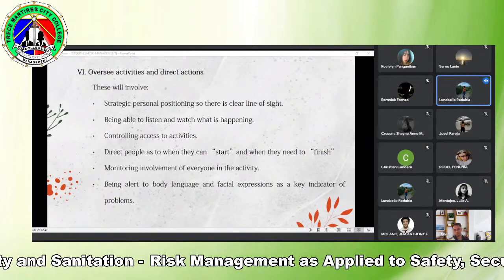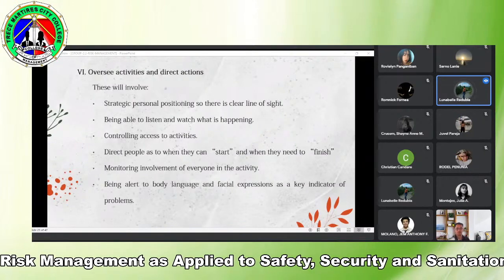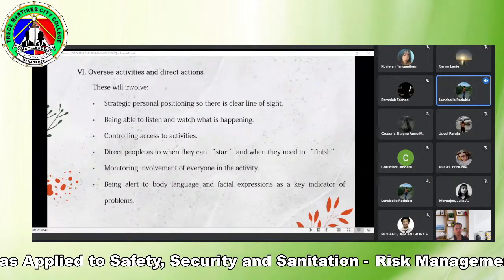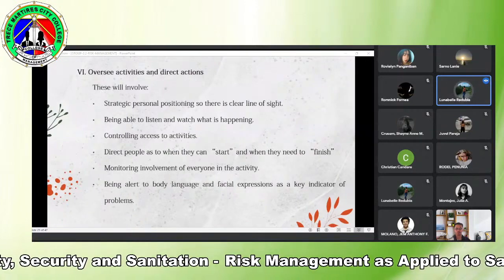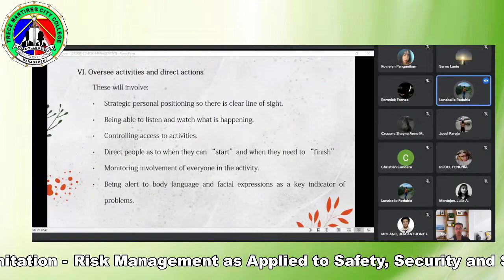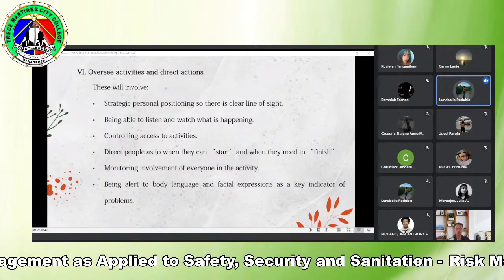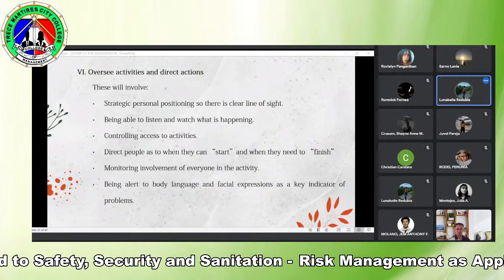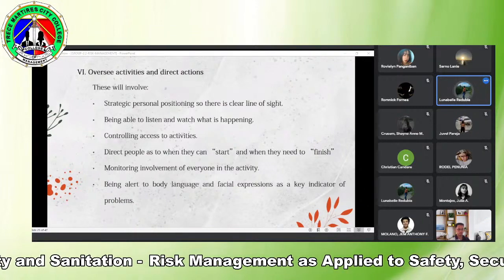Next, direct people as to when they can start and when they need to finish. So yung naano ko lang po dito is iwas panganib kasi paano kung sa tour tapos meron kayong rides na sinakyan at di pa siya fully checked, pero nauna na sila since walang nag-signal kung kailan sila pwedeng magsimula. Directing them helps to prevent that possible accident.